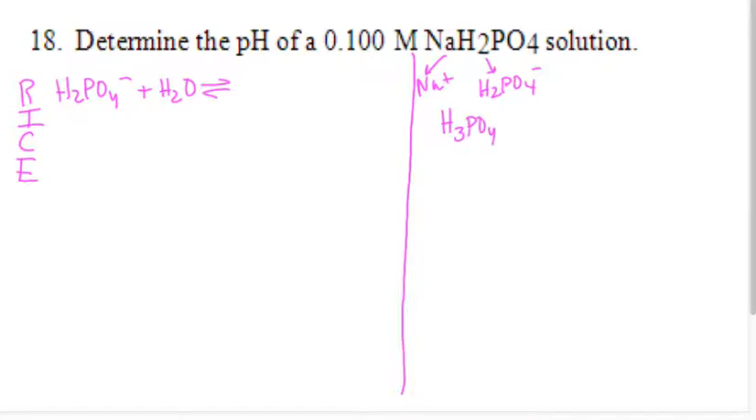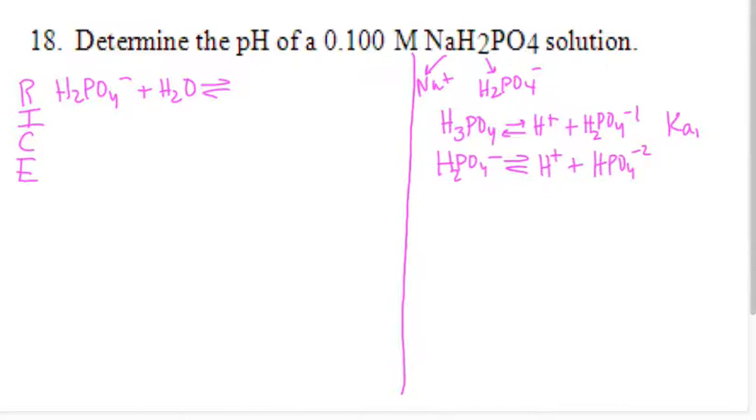H3PO4, right? So let's go ahead and do our dissociation equations for this. H3PO4 gives H+ and H2PO4 minus 1. That's represented by Ka1. Okay? And then we're going to take H2PO4 minus and dissociate that, and we're going to get HPO4 minus 2, and that represents Ka2.